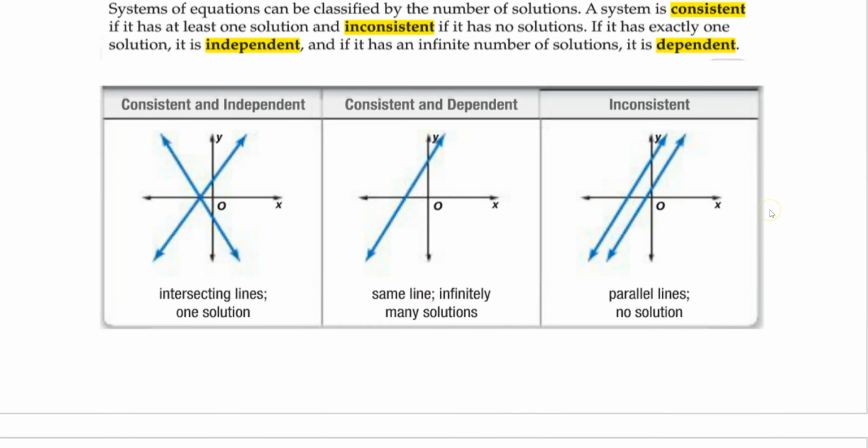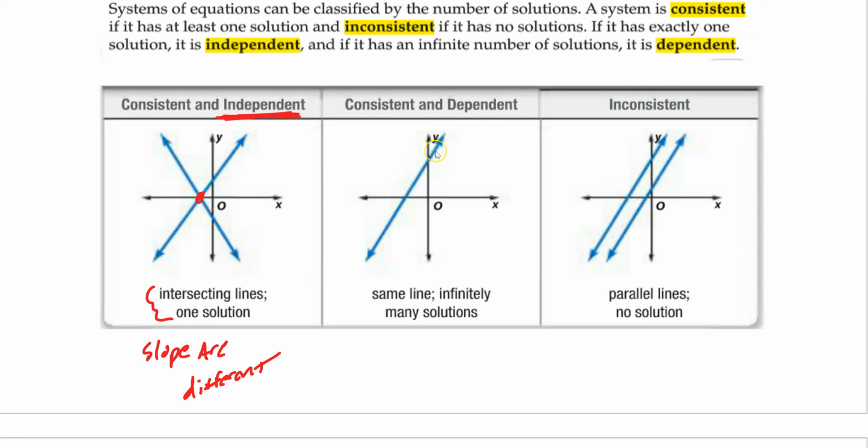The one we just had, where they cross, we call that an independent system because you have one solution. Those are also known as intersecting lines. This happens when the slopes are different. If your slopes are different, you always have lines that intersect. So we call that consistent, independent. Consistent means you have a solution. So we just focus on the independent. Independent means you have only one solution.